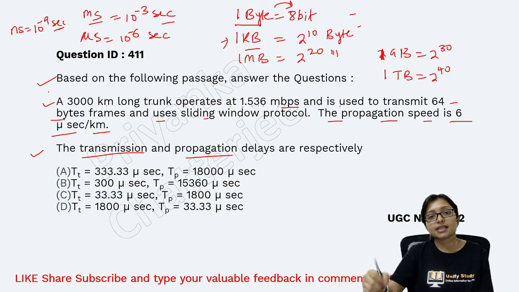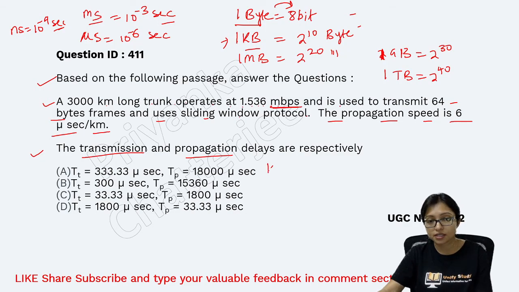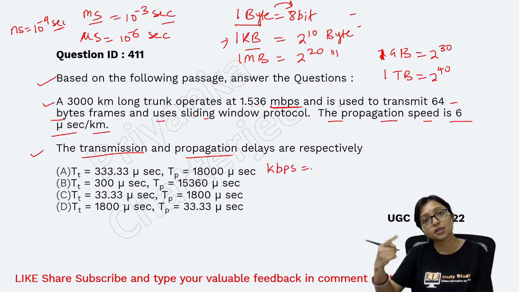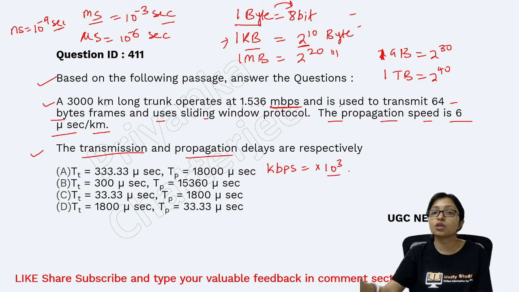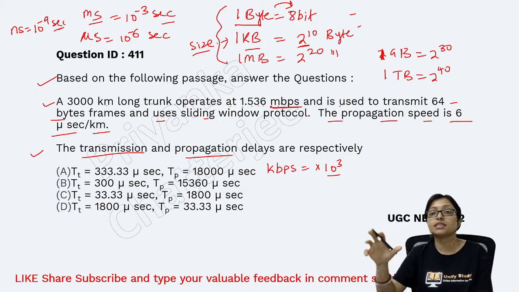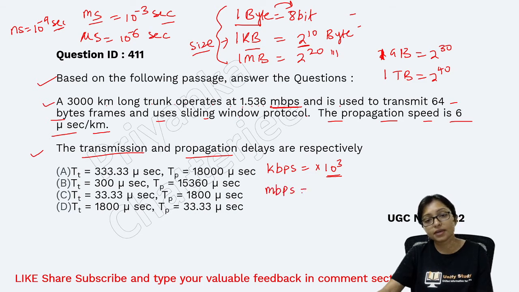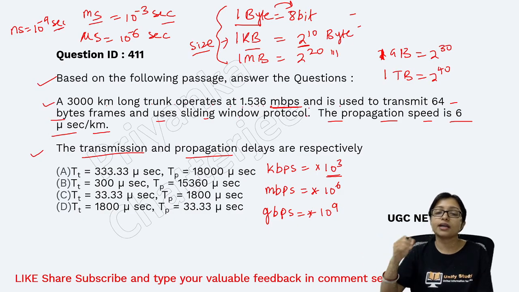And now mbps, kbps, gbps: bandwidth or speed is given in mbps, kbps, gbps. When you have to convert kbps into bit per second, you need to multiply with 10 to the power 3. It is 2 to the power 10 for file size and 10 to the power 3 for speed. Don't mix up. When you are working on size of the file, that is KB, MB, GB, TB, that will be multiplied by 2 to the power. And whenever you are working with speed or bandwidth, that is kbps, mbps, gbps, then you have to multiply with 10 to the power. kbps is 10 to the power 3, mbps is multiplied with 10 to the power 6, gbps is multiplied with 10 to the power 9. These are very important. Must remember, otherwise you will always make mistakes.